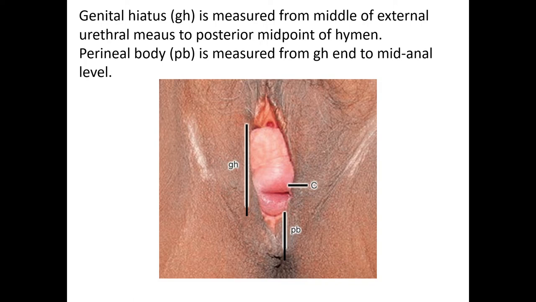For measurement of the genital hiatus, we measure from the middle of the external urethral meatus up to the midpoint of the posterior hymen, and for the perineal body, we take the measurement from the midpoint of the posterior hymen to the mid-anal level.